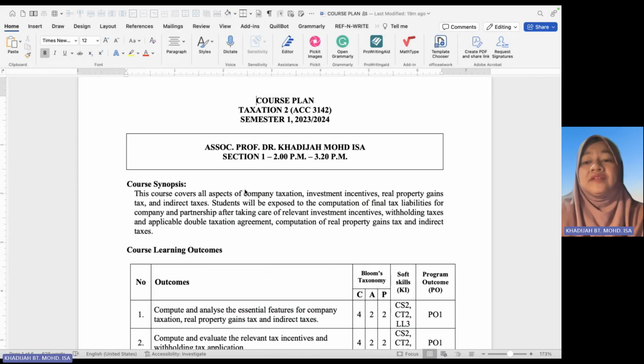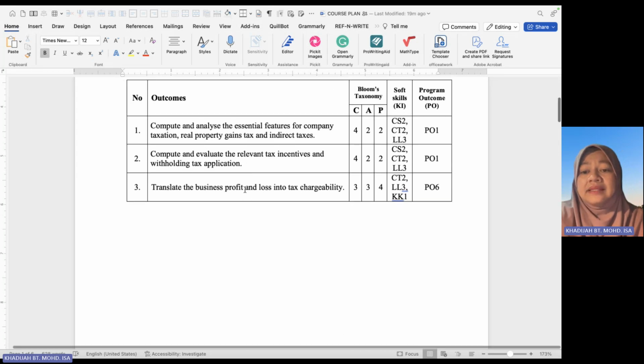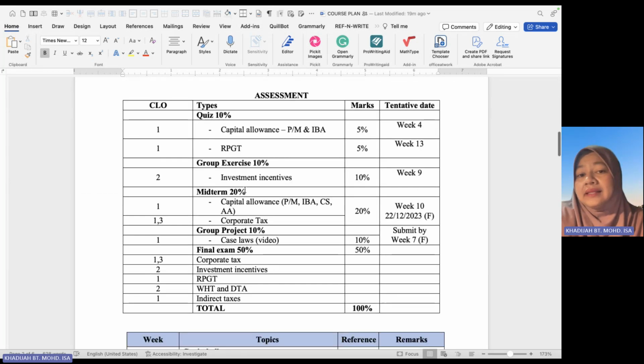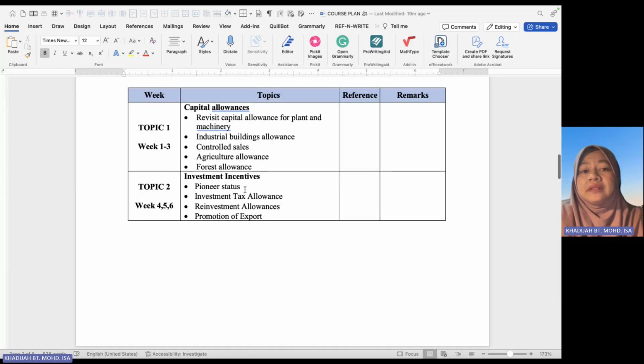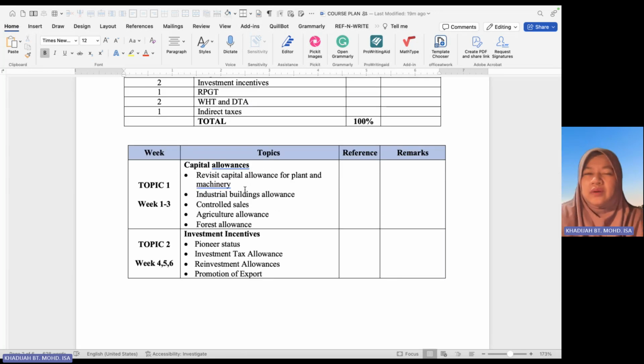What's the difference between course outline and course plan? Course outline is the document that we submitted for approval, right? But for the course plan, whatever topic is in the course outline is the same in your course plan. The difference is in terms of the timing. For example, if you look earlier in your course outline, capital allowance is only for 2 weeks.